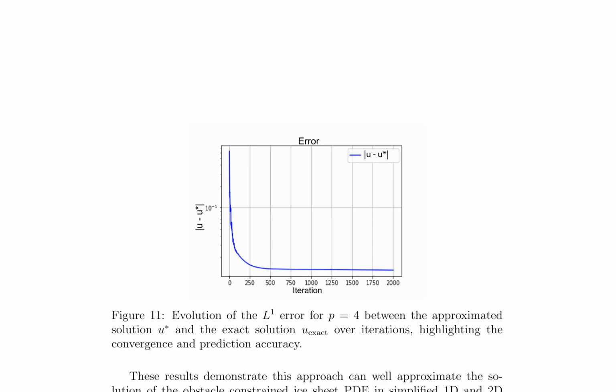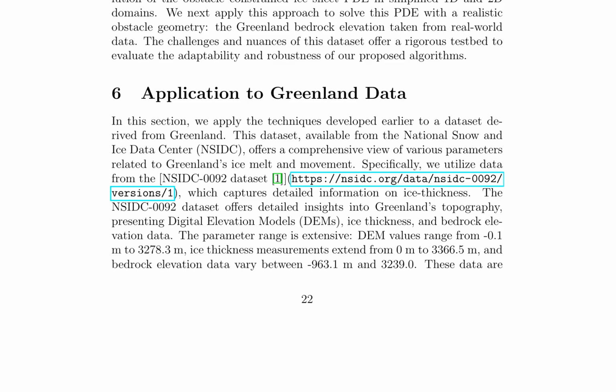This dataset offers comprehensive information on various parameters related to Greenland's ice melt and movement, including detailed insights into Greenland's topography, digital elevation models, ice thickness, and bedrock elevation data. The parameter range is extensive, with DEM values ranging from 0.1 meters to 3,278.3 meters, ice thickness measurements extending from 0 meters to 3,366.5 meters, and bedrock elevation data varying between 963.1 meters and 3,239.0 meters. These data are used to evaluate the adaptability and robustness of the proposed algorithms.